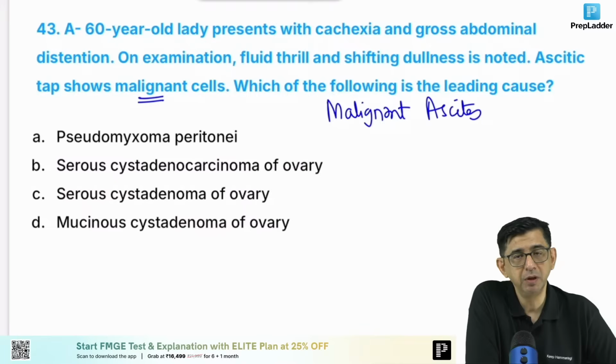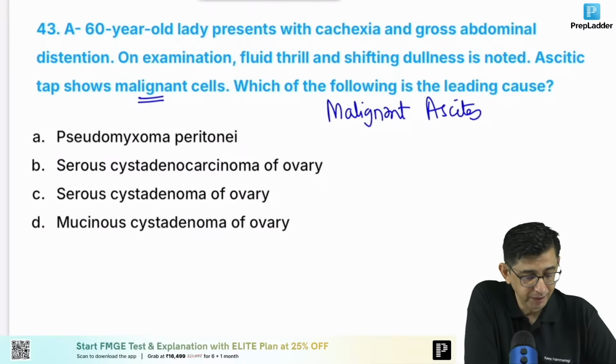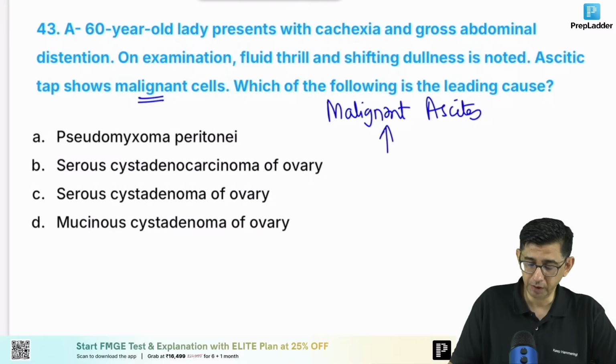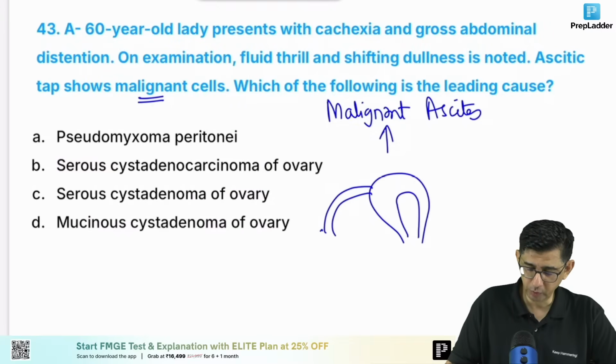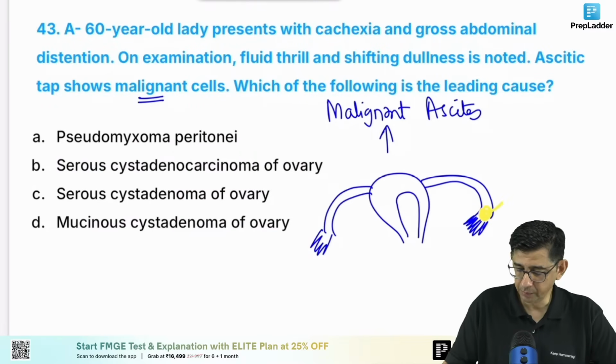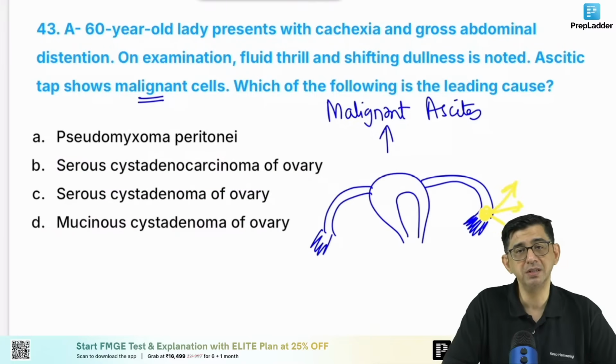Pseudomyxoma peritonei will have mucin present in the peritoneal cavity. There is no mention of that. It is malignant ascites that is occurring. Guys, what is the most common cause of malignant ascites? It is ovarian tumor. This is the uterus, this is the fallopian tube, this is the ovary, and there is a tumor developing in the ovary, and the cells of the tumor will disseminate to the peritoneal cavity and irritate it, causing ascites.